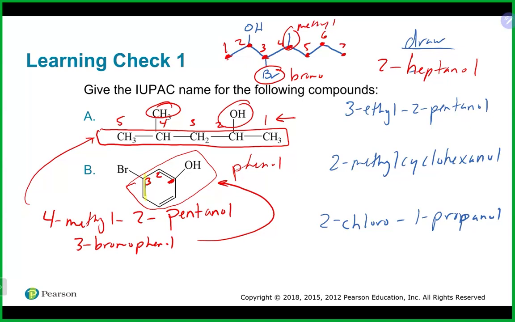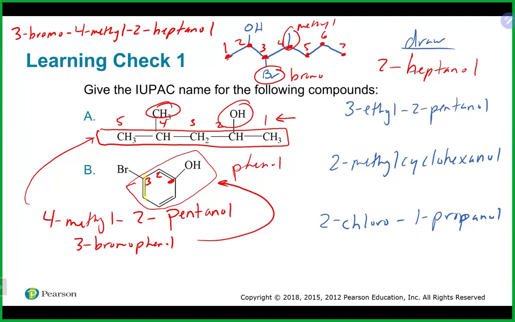We're going to go alphabetical here. So this is going to be something like 3-bromo-4-methyl-2-heptanol. Location, location, location. Any questions on that one here?